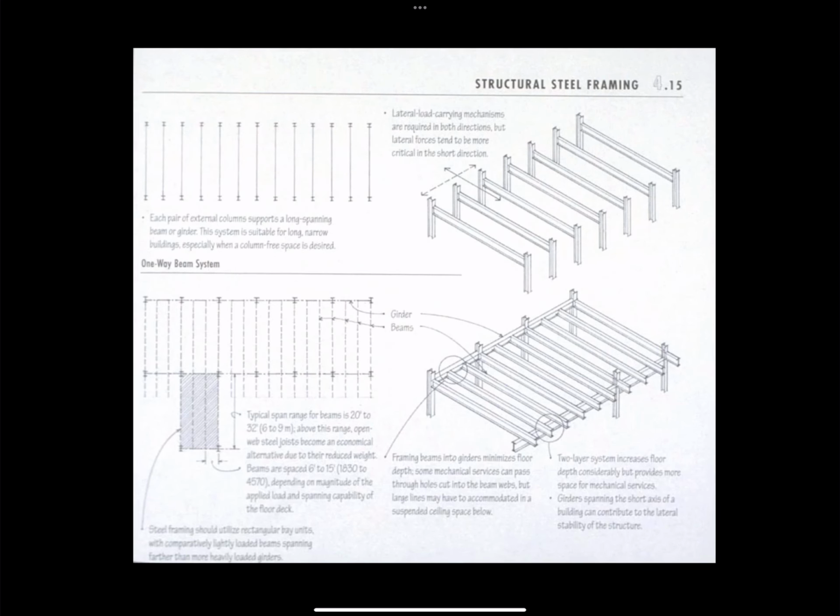So how do these components get combined together into systems? Just like concrete, we can have one-way systems or two-way systems. In the one-way systems that you see pictured at the top of the drawing, we get beams going only in one direction. And in the bottom drawing, you can see that we have beams running in two different directions.